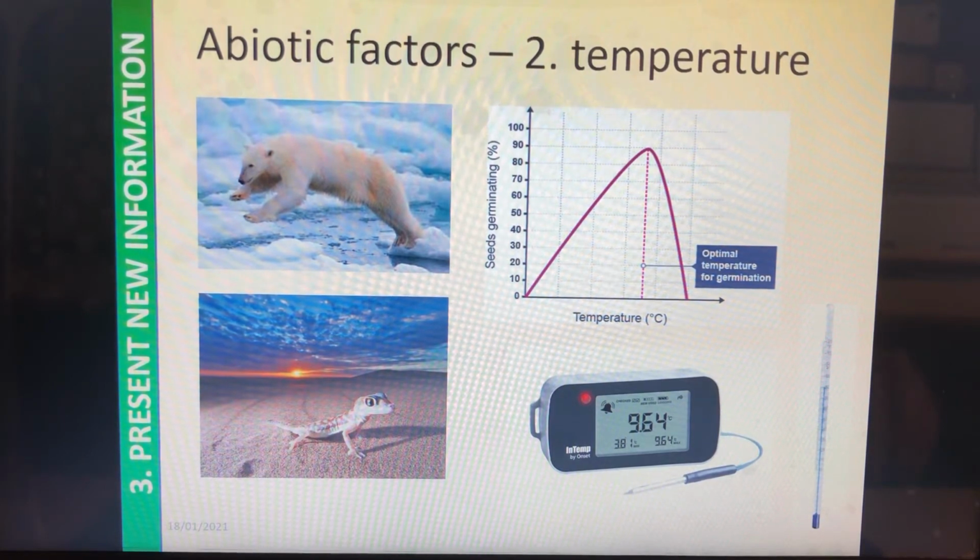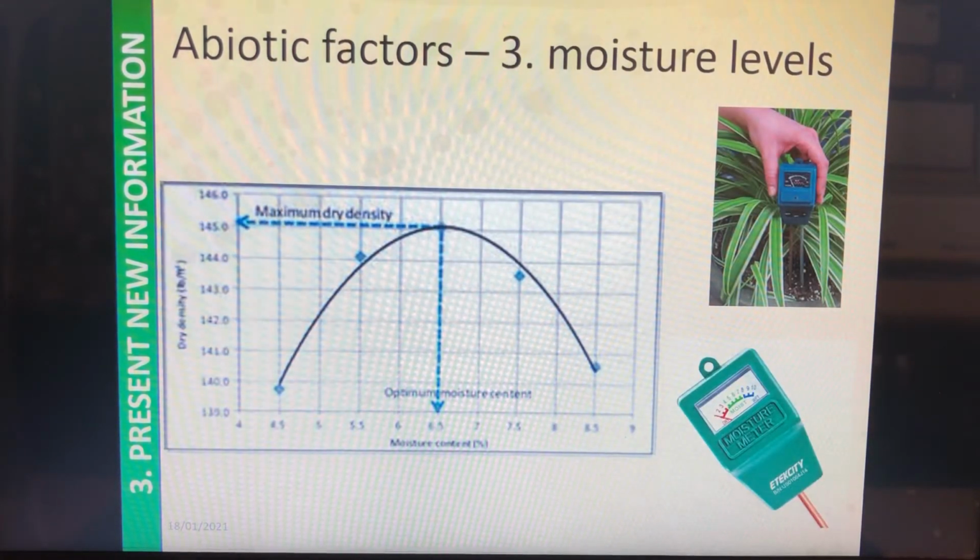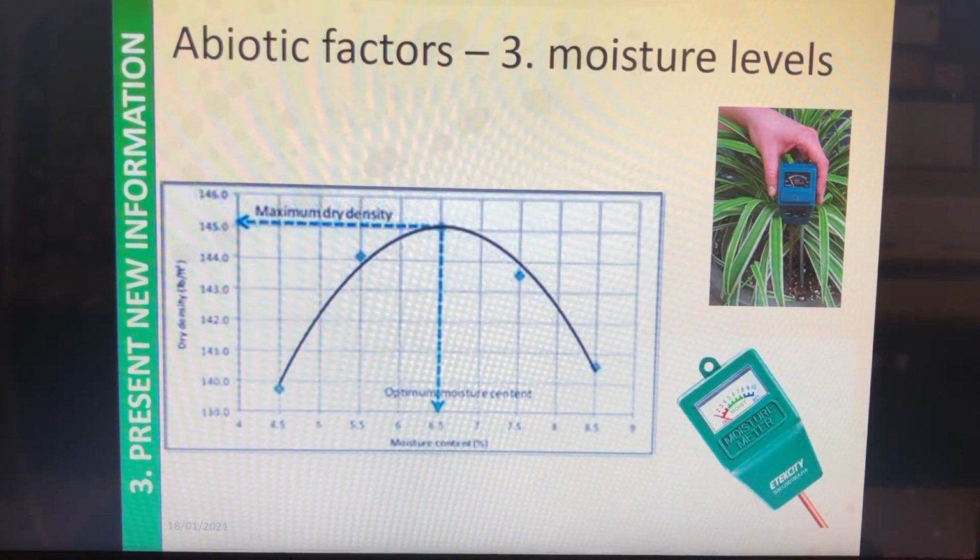Okay, moving on to the third factor. This one is moisture levels. Again, not a very exciting name. It's called a moisture meter. And too much water in the ground can lead to flooding of a plant, and then there's no oxygen in the soil for it to take out for those root hair cells to respire.